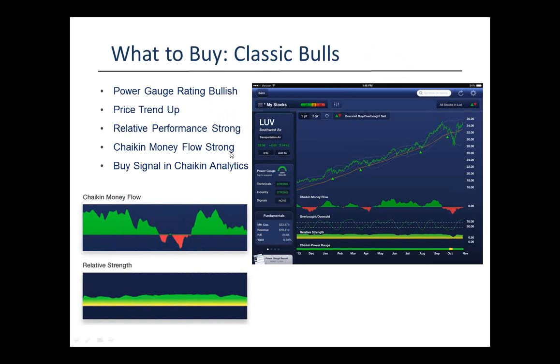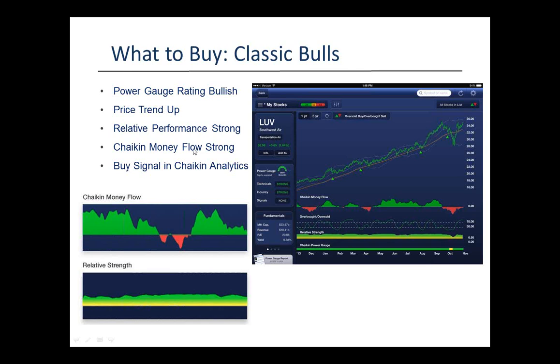So what am I actually going to buy? We have what we call classic bulls and classic bears that follow a pattern, back to that idea of discipline and methodology. So number 1 and most important is the power gauge, and we're going to look at stocks to buy that are rated bullish. Number 2, we're going to look for a price trend headed up. The brown line on our charts represents a 200-day moving average, and the best stocks you're going to see are riding above that 200-day moving average while they're doing well.